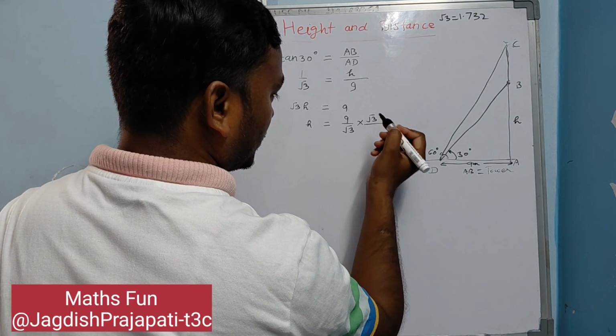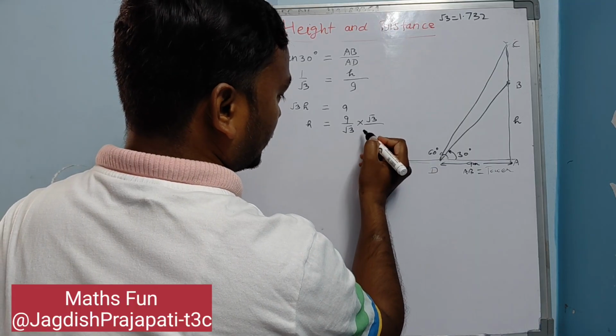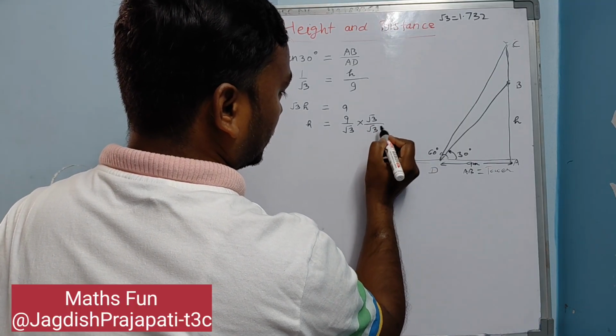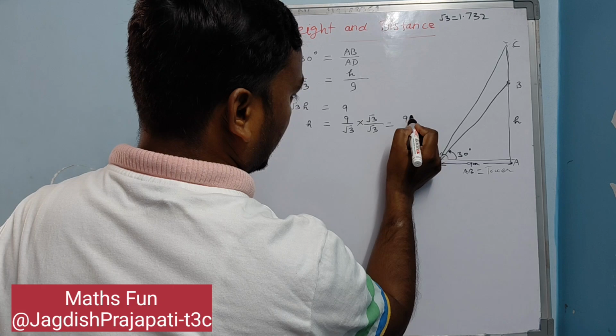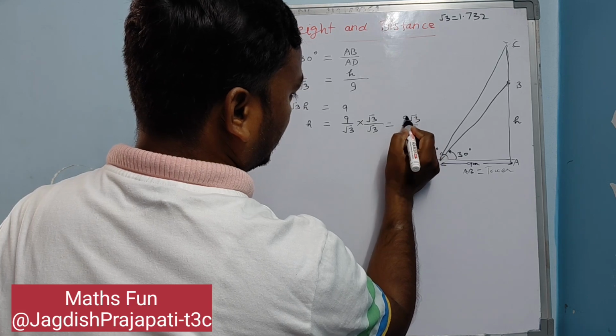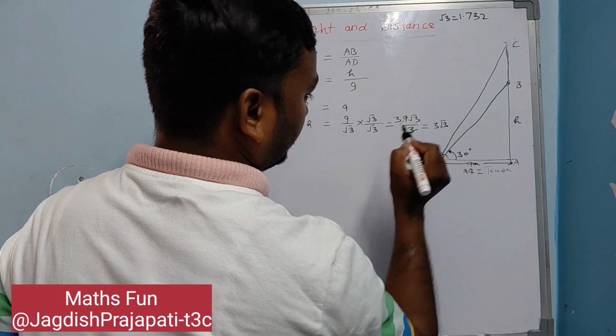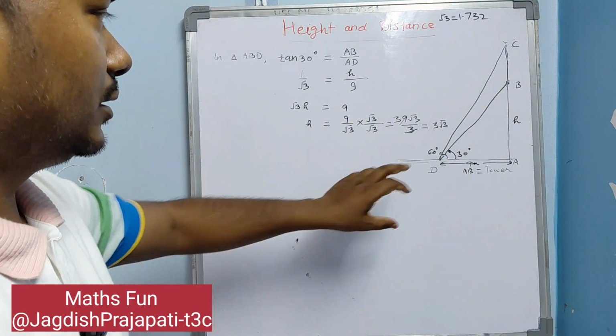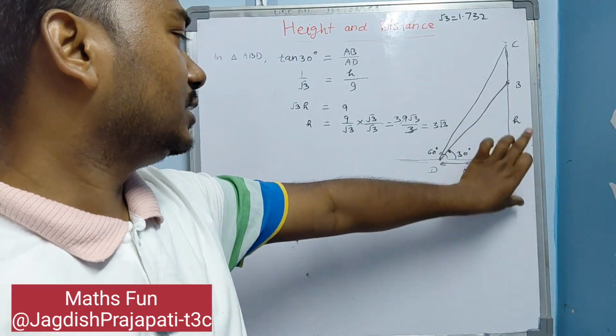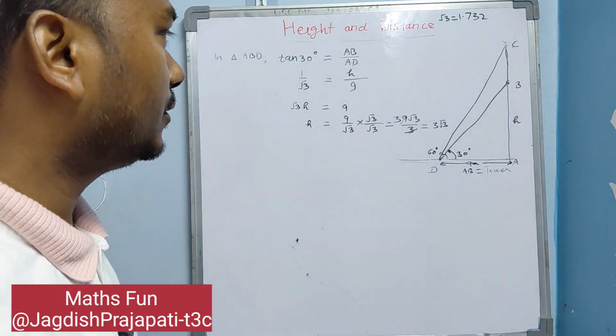To make it more simple, let us multiply with root 3. So this is 9 root 3 by 3. 3 3 is 9. So this is 3 root 3. This is the height of the tower. Okay.